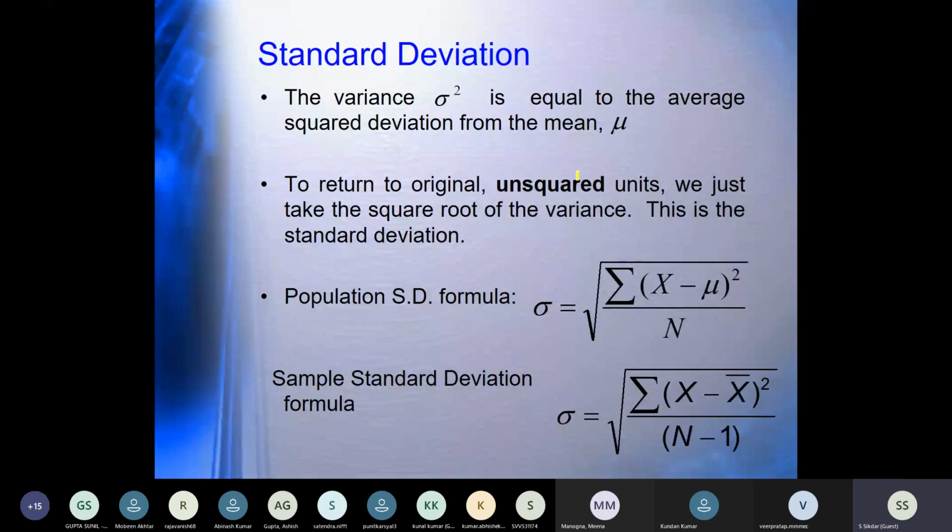In that case, it is calculated like this: the sum of (x minus x bar) whole squared, divided by n minus 1, whereas for the population it is x minus mu, where mu is the population mean, whole squared, divided by n. So you have to remember this equation, and you have to know where you are going to apply which one.